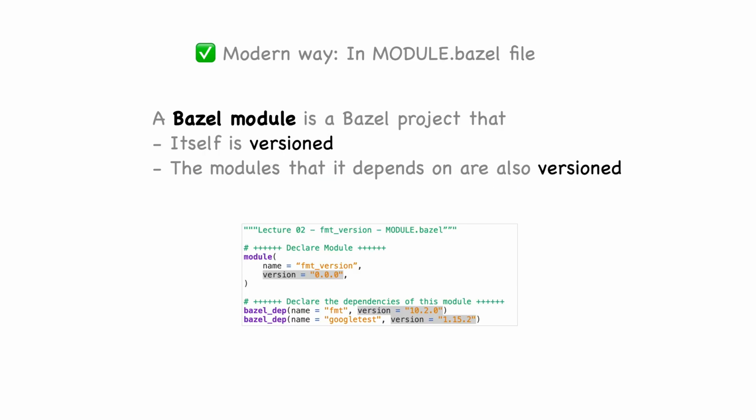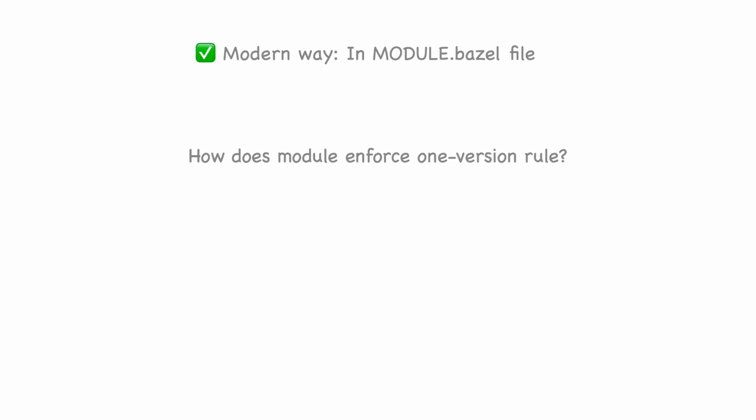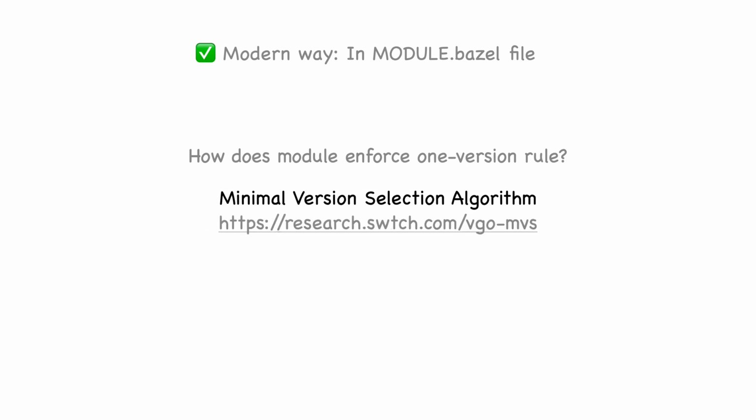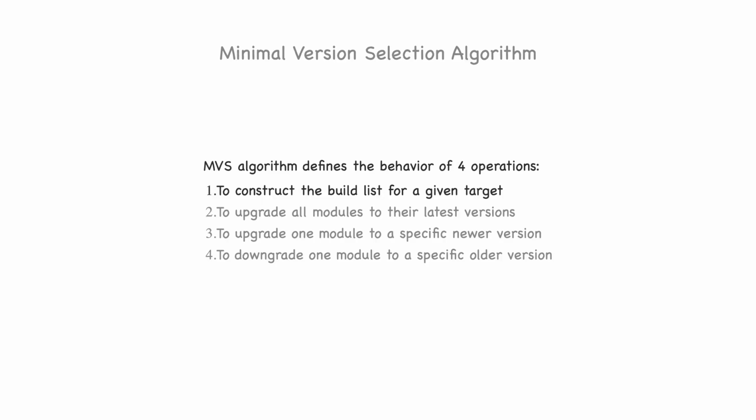The official definition of a Bazel module is a Bazel project that is itself versioned, and the modules it depends on are also versioned. You might want to ask, what is the magic in Bazel that enforces the one version rule in external dependency version management? The answer is the minimal version selection algorithm adopted by the module mechanism. There are 4 operations defined by the minimal version selection algorithm, and here we only focus on the first one: to construct a build list for the given target.